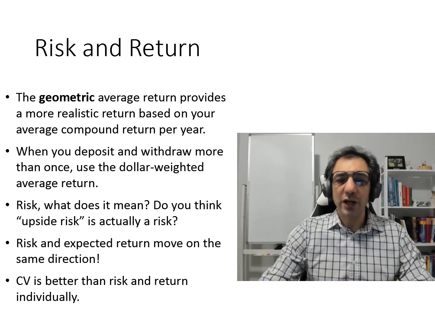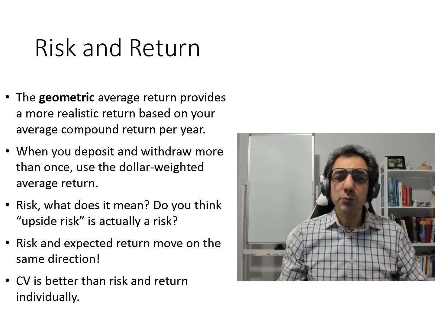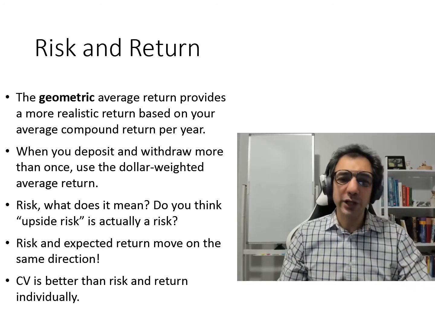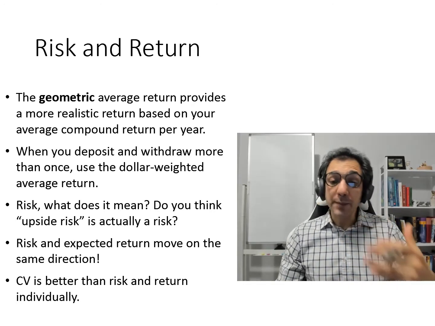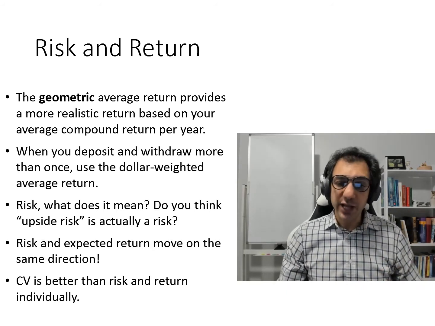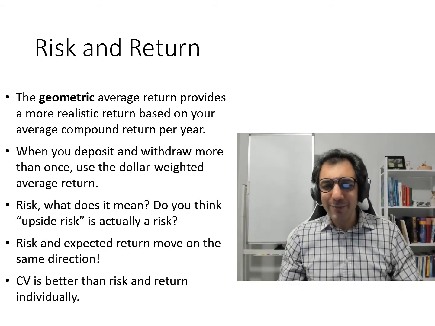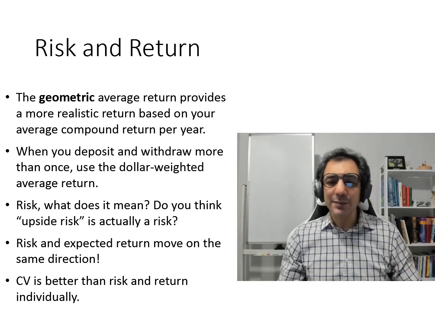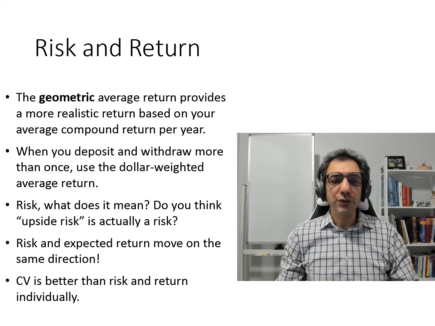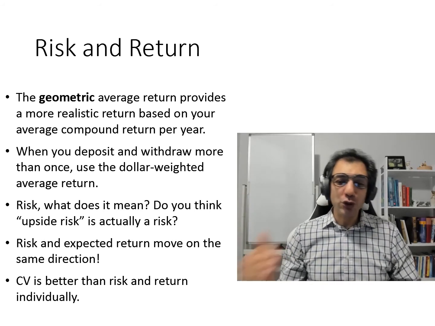So we talk about the arithmetic, we talk about geometric return, and I mentioned that the geometric average return provides a more realistic return based on the average compound return per year. So if you're more concerned about the growth of your money, geometric provides a better approach. However, if you're talking about several withdrawals or depositing your money in several stages, in other words, if you're looking for the multi-period return, neither arithmetic nor geometric is appropriate. In this case, it's better to use the dollar-weighted average return, which actually uses the IRR to calculate the return.